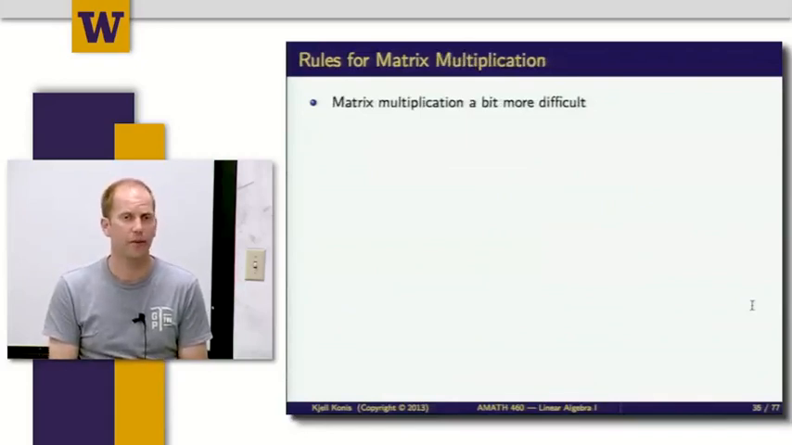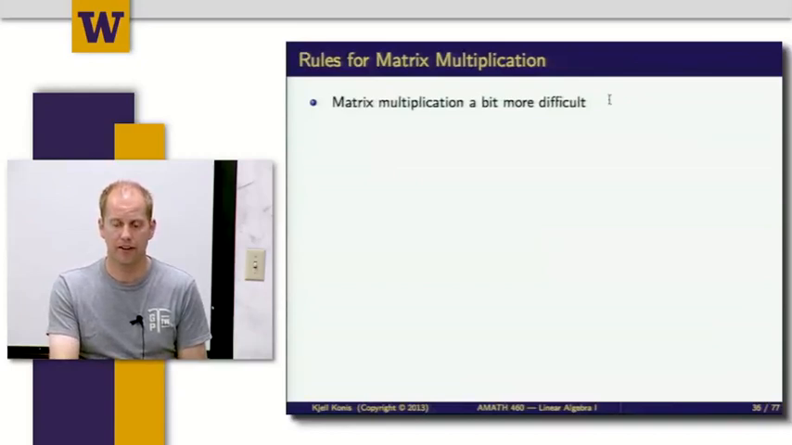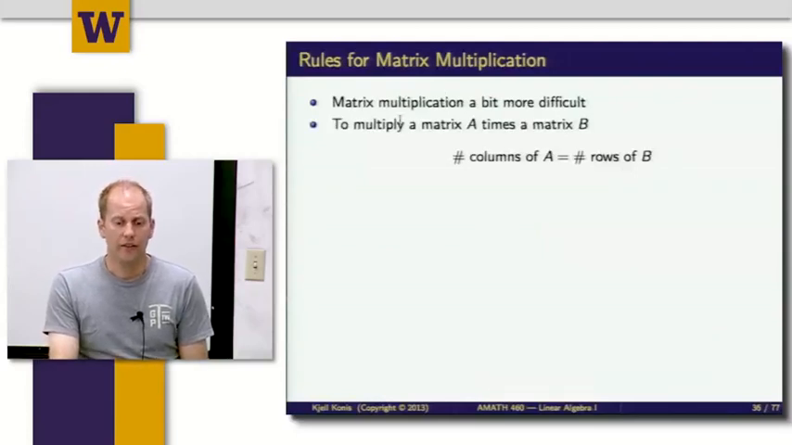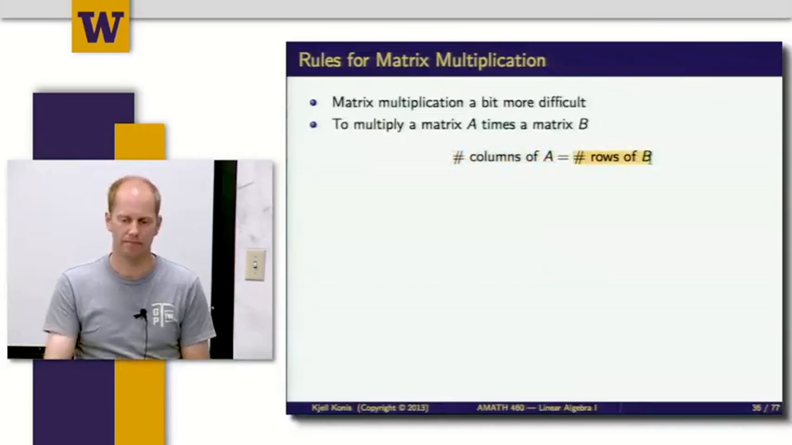So addition is pretty straightforward. Scaling by a real valued scalar is pretty straightforward. Matrix multiplication we're going to find is a little bit more difficult. So in order to multiply a matrix A by a matrix B, the number of columns of A has to be equal to the number of rows of B.